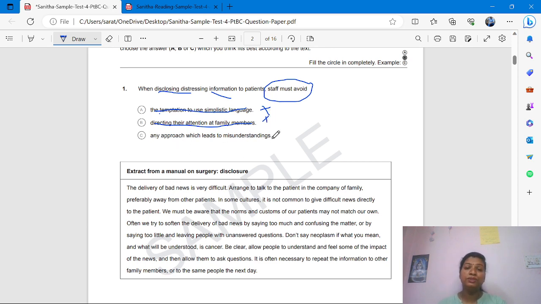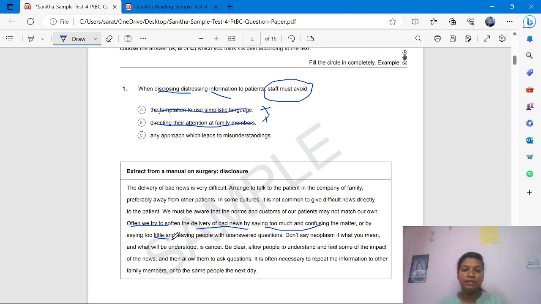Then we come to the option: any approach which leads to misunderstandings. Here, see, often we try to soften the delivery of bad news by saying too much and confusing the matter. Too much.